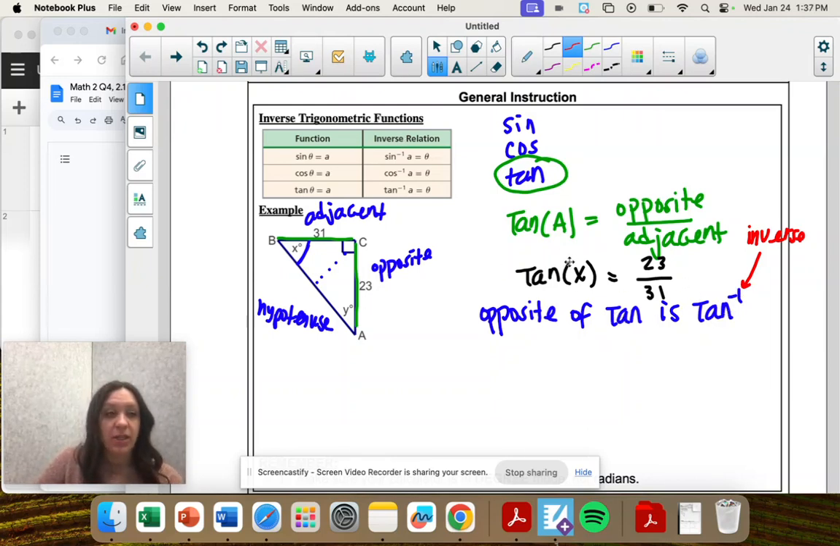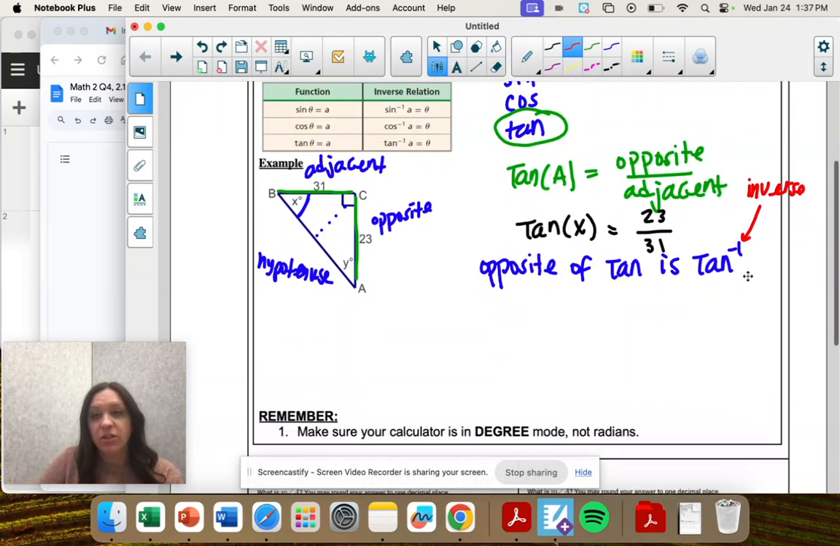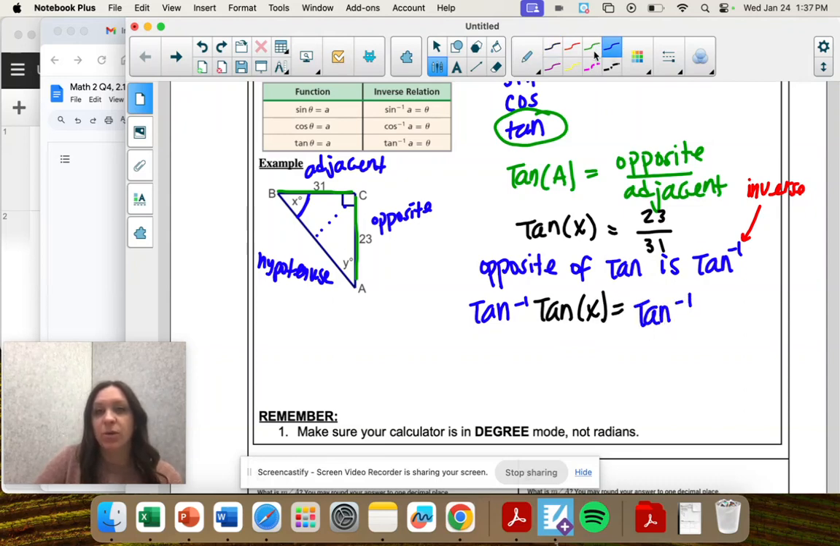If we want to get x by itself, we have to do the opposite of tangent, which is tangent inverse. Just like we add or subtract in equations, we're going to take tangent inverse of the left side of the equation, and tangent inverse of the right side of the equation, because what we do on one side, we do to the other, right? We keep it balanced. These are opposites, so they go away. Now it's just x by itself.